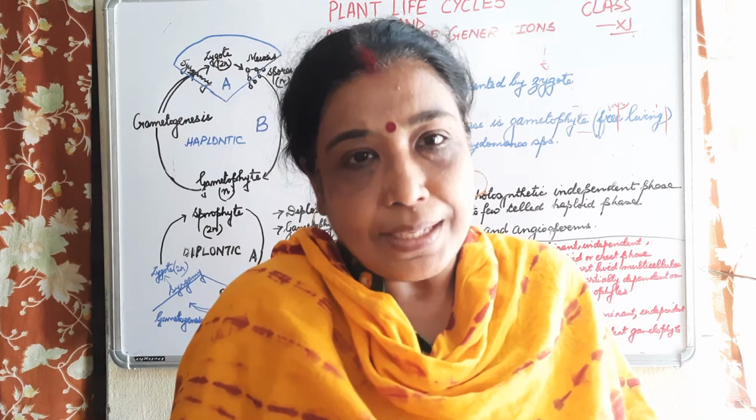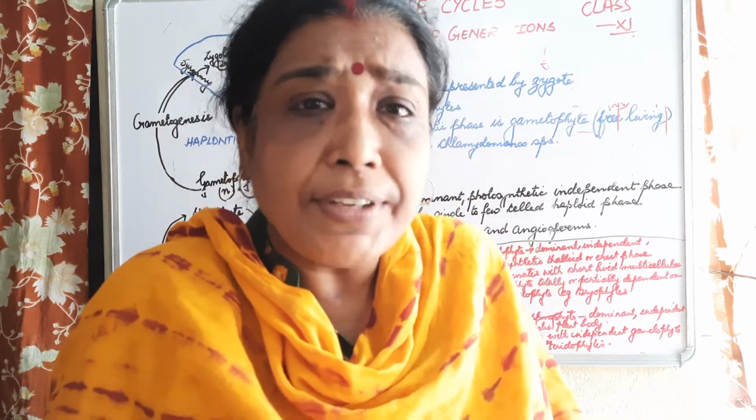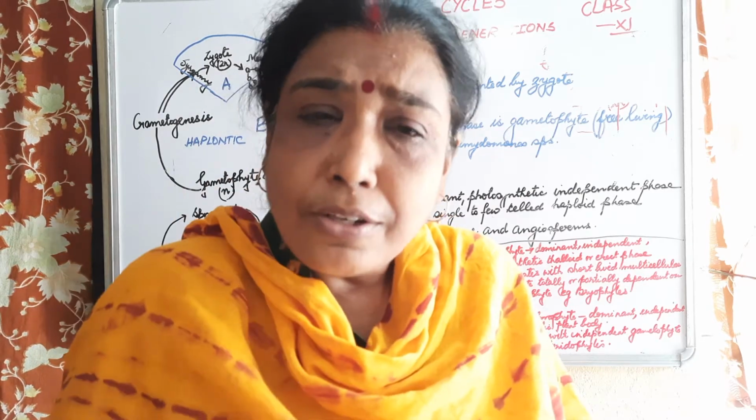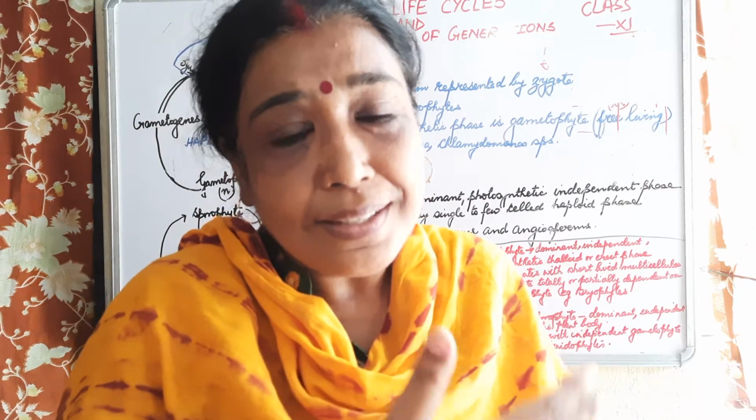Diplontic will be the same way. When the name is diplontic, that means the predominant phase will be the diploid phase. And what is the diploid phase, children? I taught you in the very beginning that it is the sporophyte.